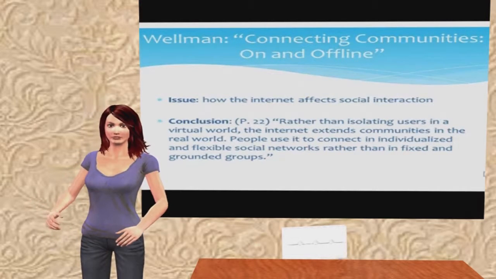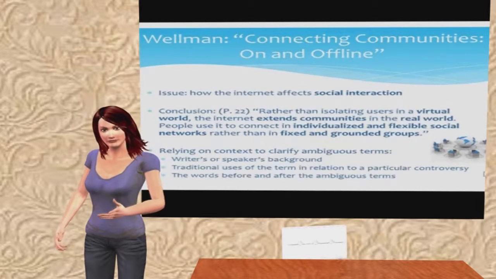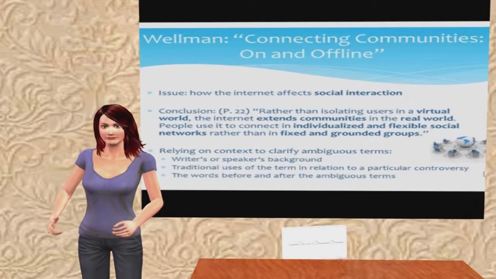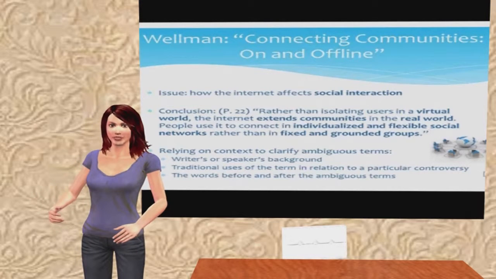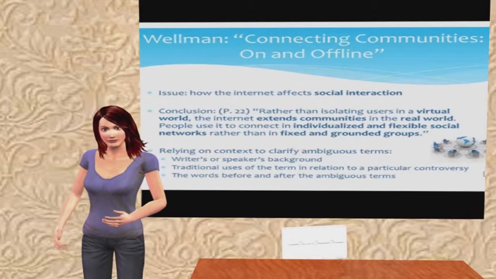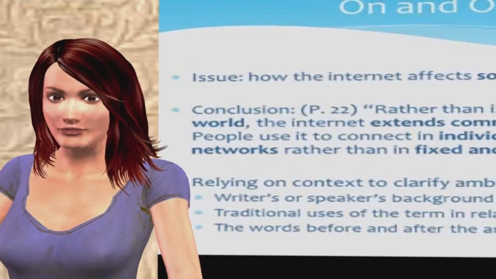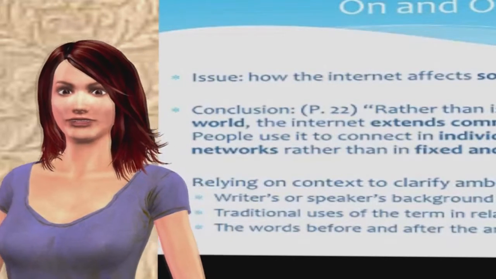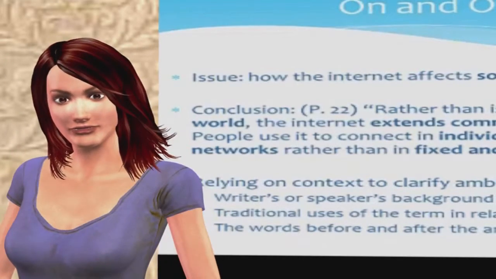Are there any ambiguous terms or phrases here? Absolutely. So we already talked about social interaction and the issue. Looking at the conclusion, virtual world, what does that mean? It extends communities. What does he mean by community? And what is the real world? What about the phrase individualized and flexible social networks and fixed and grounded groups? So what can we do to try to help us clarify these ambiguous terms?